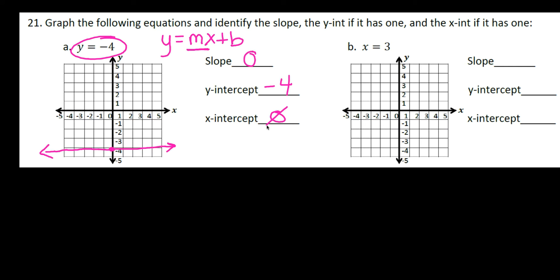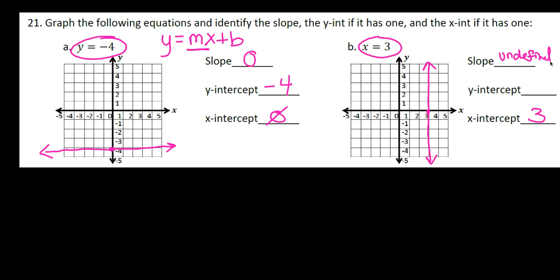For part B, x equals 3. Okay? Our x-intercept is going to be 3. Again, this doesn't have a slope associated with it. This is going to pass through 3, but without a slope. That means that we're going to be a nice vertical line again. The slope is going to be undefined.